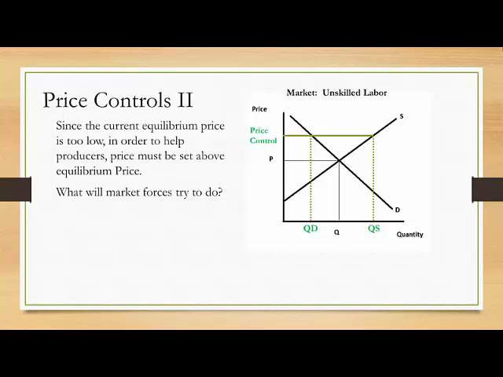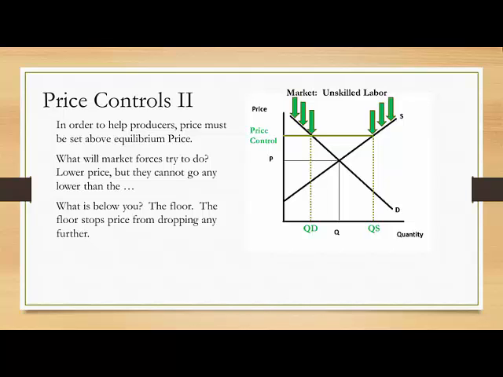Since QS is greater than QD at the price control price, ask students what the market forces will try to do to the price. They should say that market forces will try to drive the price down or decrease it. Show this on your graph as indicated by the green arrows.